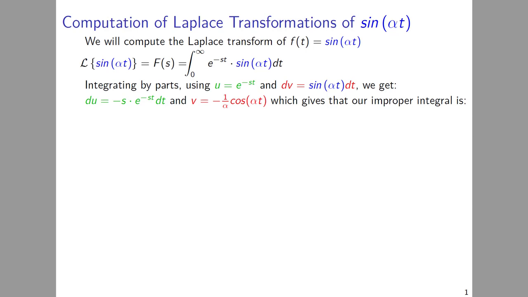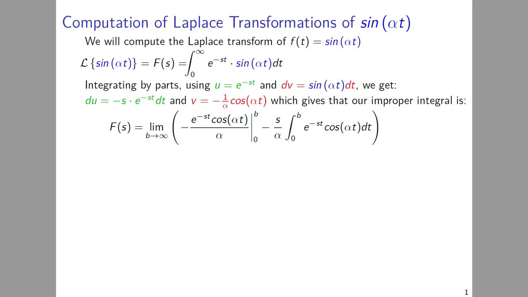Integration by parts tells us that the integral of u dv is u times v minus the integral of v du. So this gives us that our improper integral is the limit as b goes to infinity of negative e to the negative st times cosine alpha t over alpha, evaluated at our bounds from 0 to b, minus s over alpha times the integral from 0 to b of e to the negative st times cosine alpha t dt.